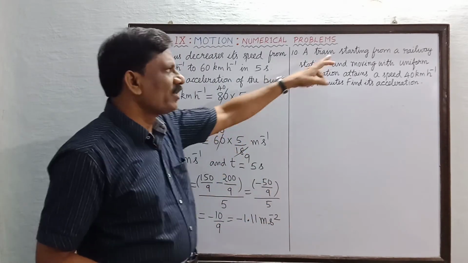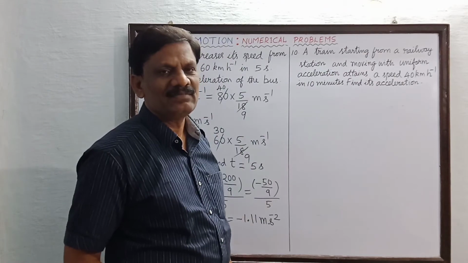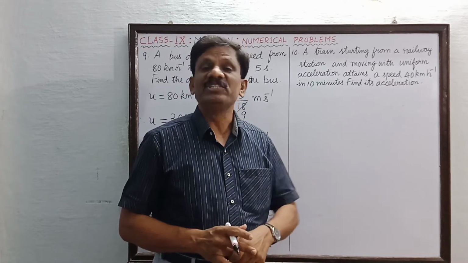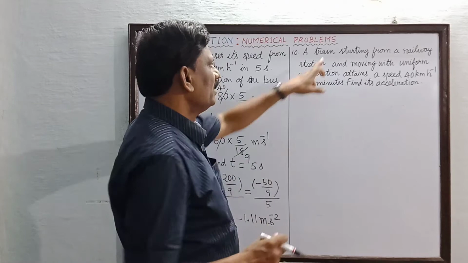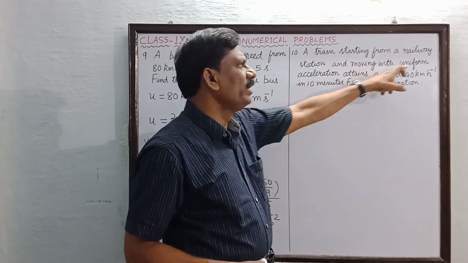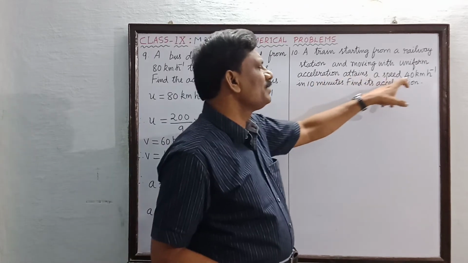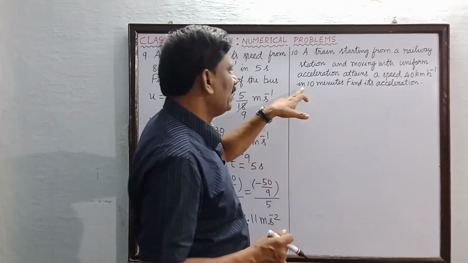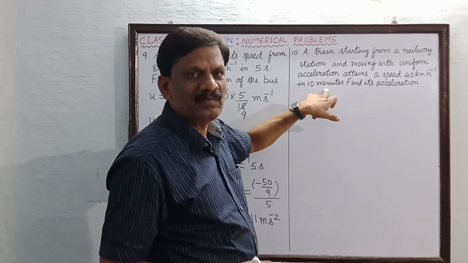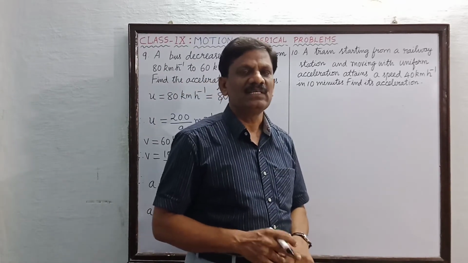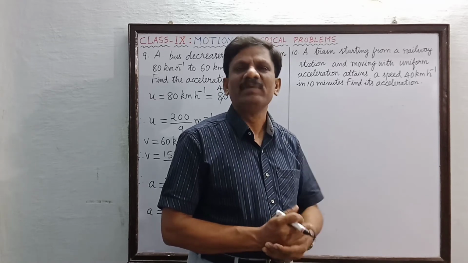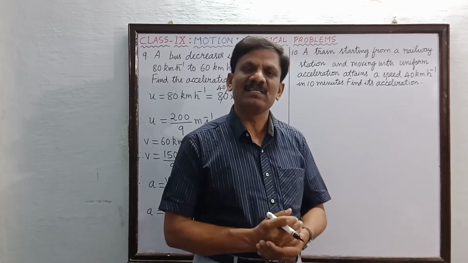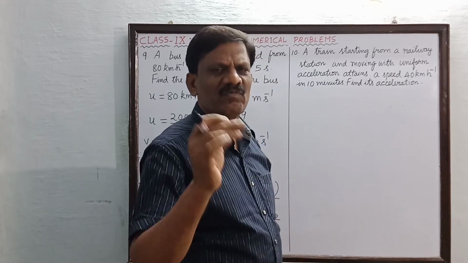Okay. A train starting from a railway station. What is the hint given here? When a train starts from rest, what do you understand? What should be the initial velocity? It is 0. A train starting from a railway station and moving with uniform acceleration attains a speed of 40 km per hour. That means 40 km per hour is the final velocity. And the time taken is 10 minutes. Minutes is not the SI unit of time. SI unit of time is seconds. So 1 minute is 60 seconds and 10 minutes must be equal to 10 into 60, that is 600 seconds. Find its acceleration. Very simple problem.